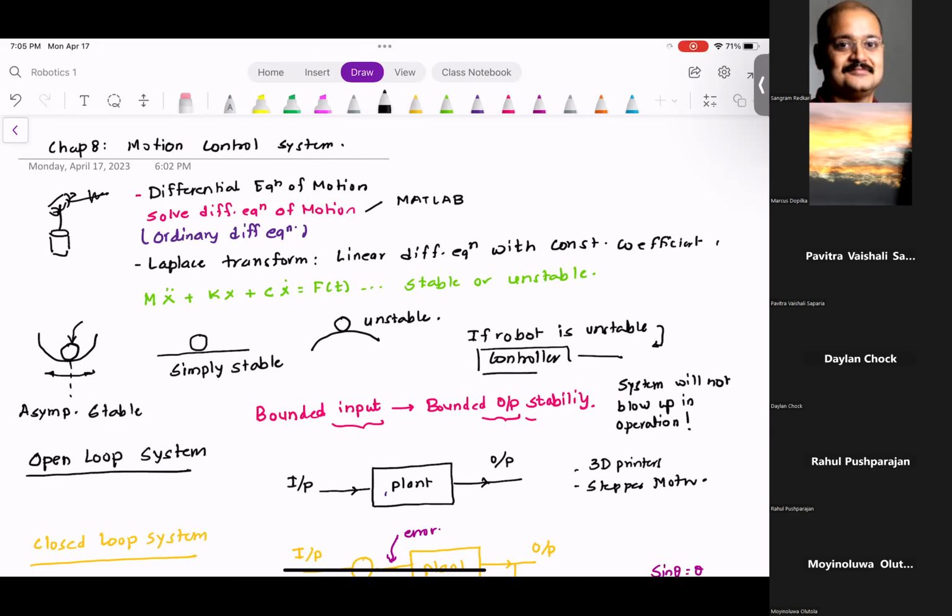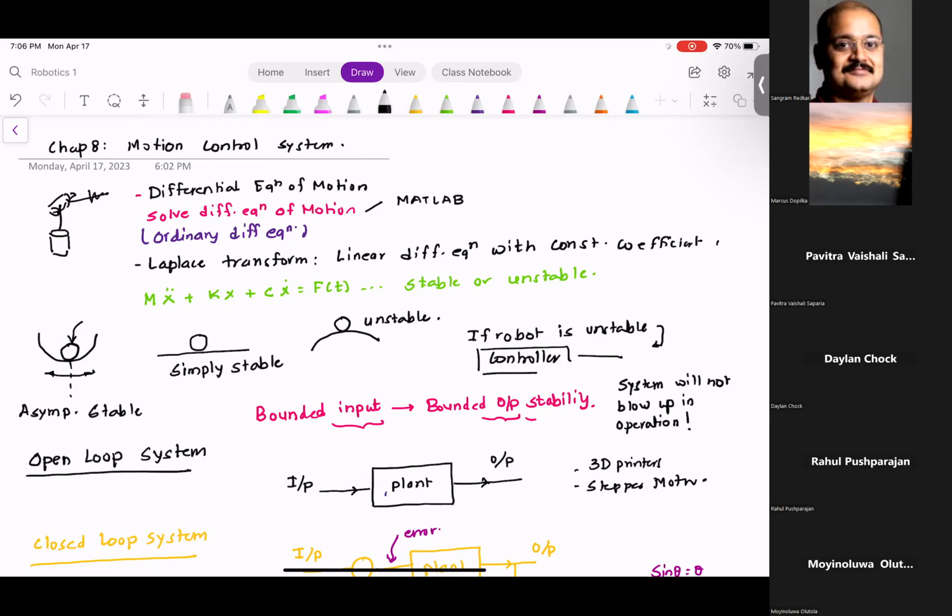The other thing that we want to consider is whether the robot has bounded input, bounded output stability, which is called BIBO, which means if the input, the disturbance on the robot, is bounded, whether the robot output is going to stay bounded or not. Just to make sure that the system or the robot doesn't behave abnormally or go out of bounds when the robot is disturbed from its operating position.